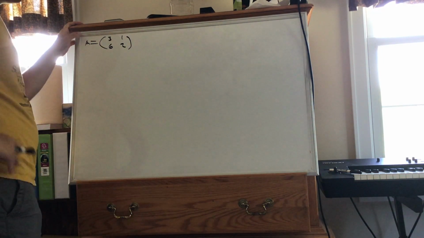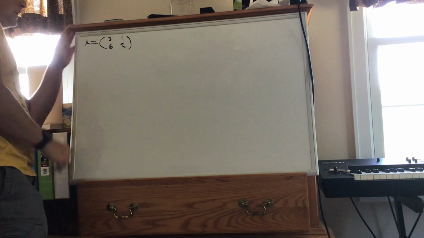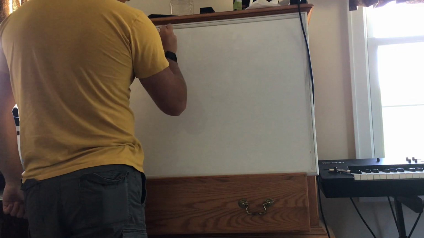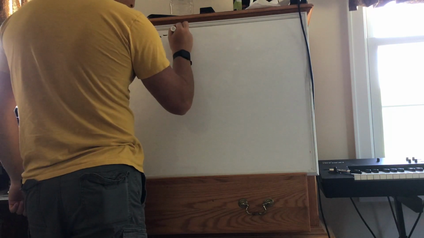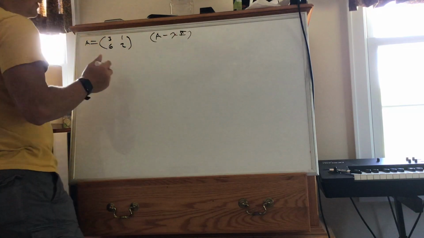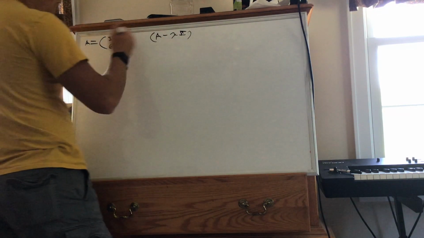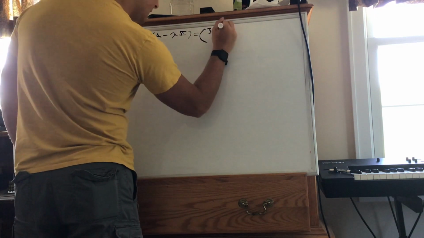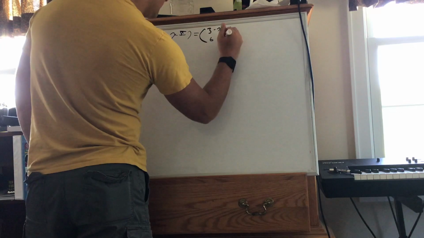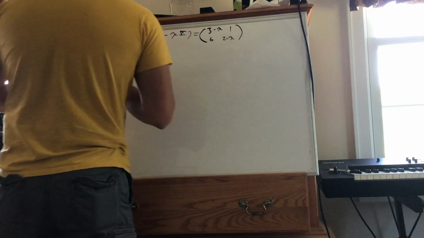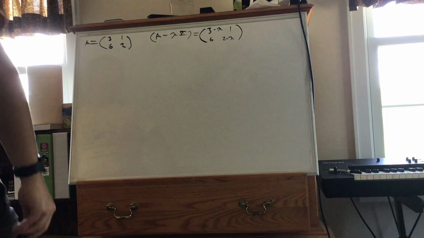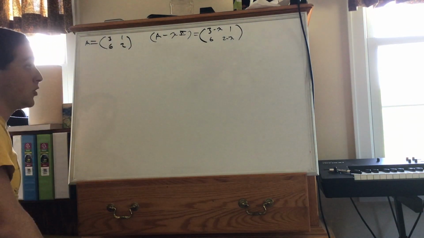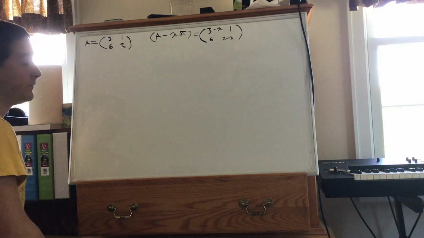We're going to do the first step. We have A, and we're going to write A minus lambda I. For this, we write our matrix like this. We get 3 minus lambda, 1, 6, and 2 minus lambda. All right, very easy. Now we're going to do the determinant of this form right here.